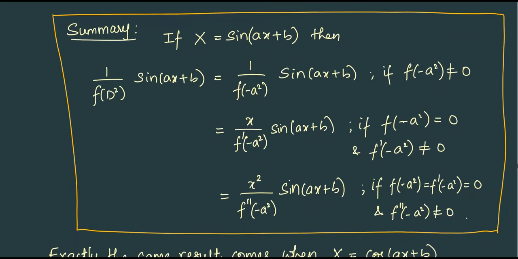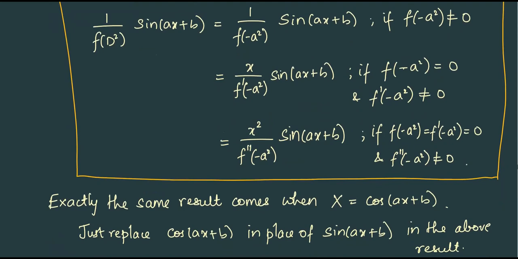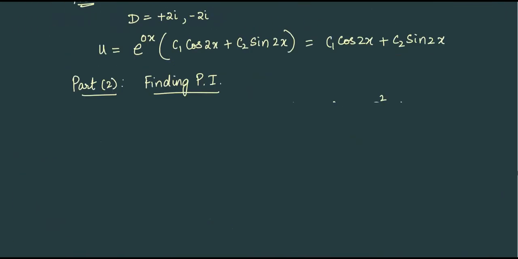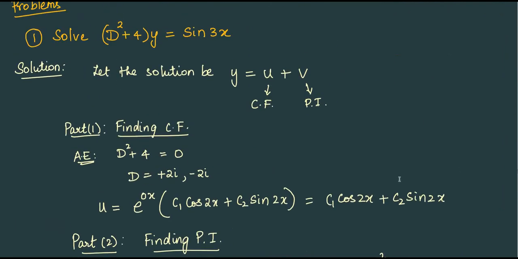And if the function and its first derivative are equal to 0 at minus a square, then go for the second derivative, and then this will be the particular integral: x square upon f double dash minus a square sine ax plus b. So this has to be remembered, the case of finding the particular integral. So we did a few problems here.